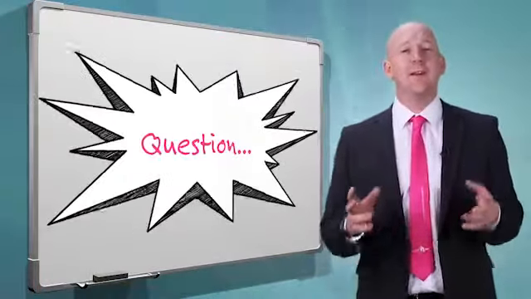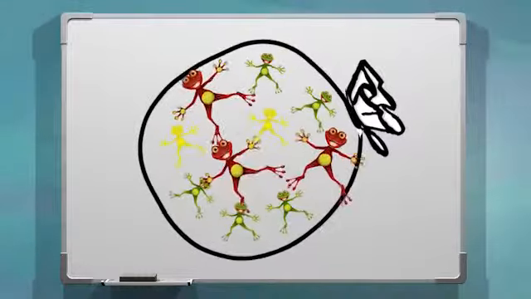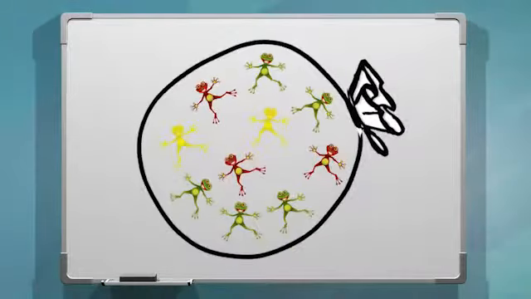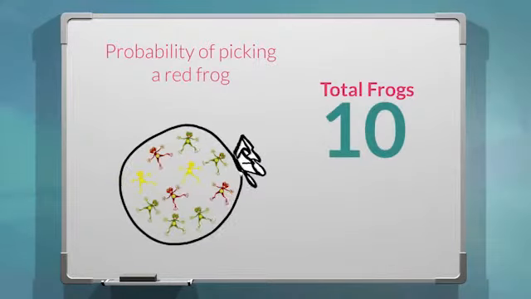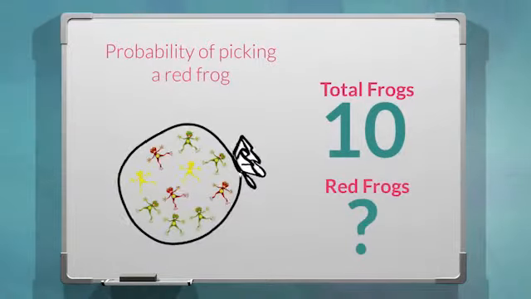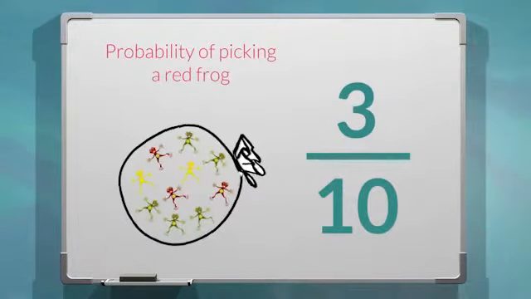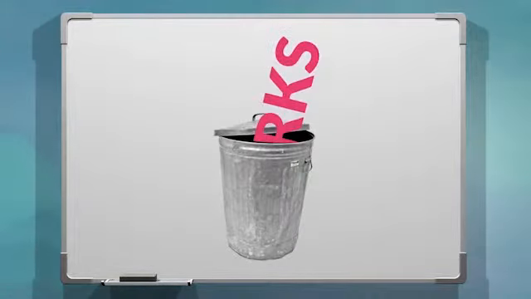Okay, so let's look at a question. I have a bag of frogs. 5 are green, 3 are red, and 2 are yellow. What is the probability of picking a red frog out of the bag? So all you need to do is think about how many frogs are in the bag in total. There are 10. How many are red? Well, it says that 3 are red. So 3 out of the 10 frogs are red. We can just write this as a fraction. If you wrote this as 3 and 10, which is ratio, I'm afraid it would be bin time once again.